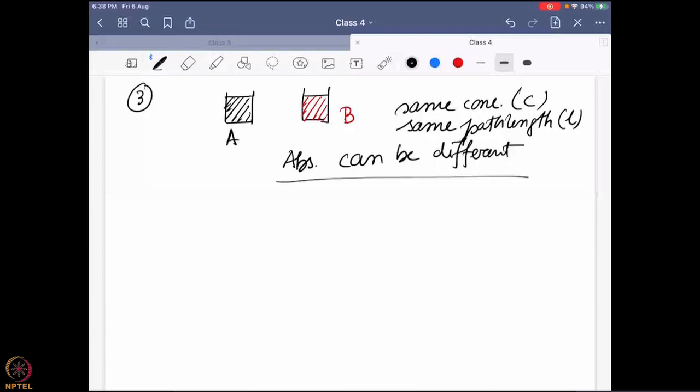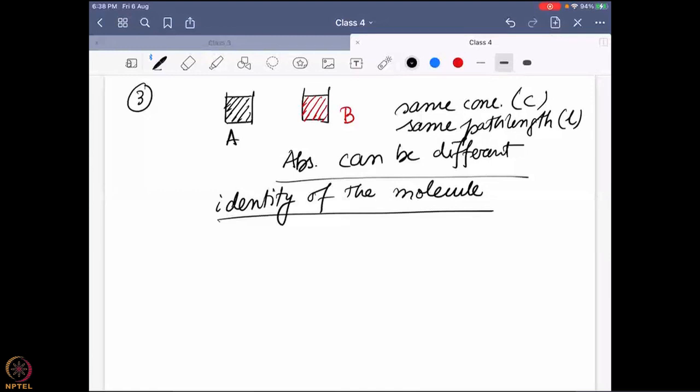Why? Because there is one other factor that is also very important: the identity of this particular molecule. Depending on the identity of the molecule, whether it is A or B, it is going to interact with the electromagnetic radiation differently. So there should be a particular factor which relates how the interaction is happening between the molecule and the electromagnetic radiation, and that will be a molecular property. That is given by this epsilon, which is known as the molecular extinction coefficient.